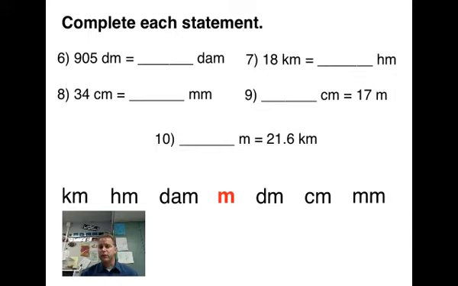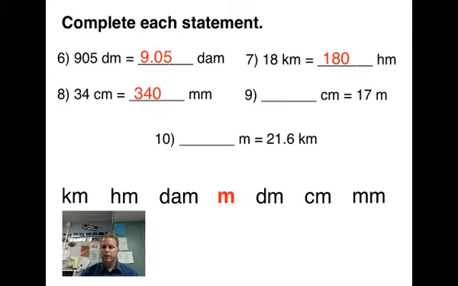So for number 6, I pretty much gave you the answer. It's 9.05. For number 7, we have 18 kilometers. That's on the far left, and we're going to hectometers, which is just 1 to the right. So that's going to give me 180. 34 centimeters, going to millimeters, so centimeters, I find that. And I go to millimeters, which would be 1 to the right, so that should be 340.